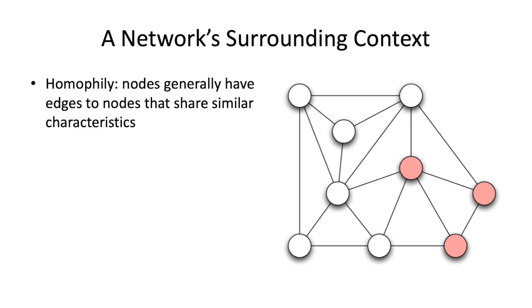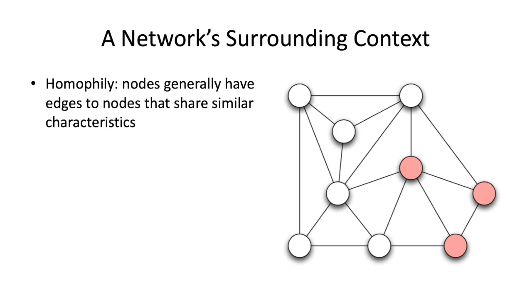What we're talking about here is that the surrounding context of a network has an effect on the structure of the network. The main topic in this chapter is what's called homophily. Homophily is the tendency for like things to stick together or associate together. In a social networking setting, homophily means that nodes will generally have edges to other nodes that share similar characteristics.